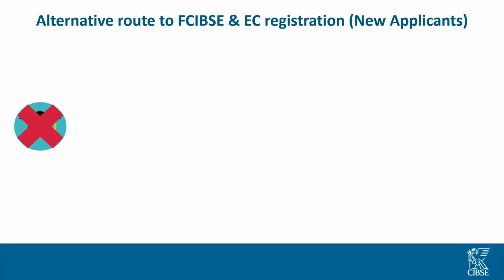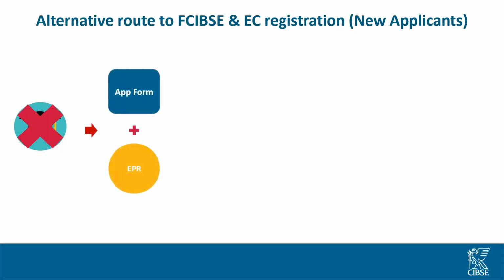The alternative route works a little bit differently. Similarly to the standard route, you have the same first step. You'd submit your application form and your engineering practice report. You would attend a competence review interview.